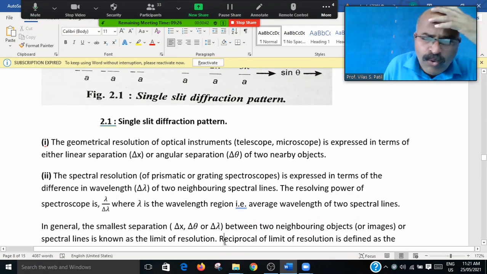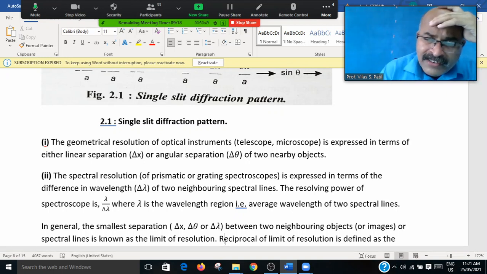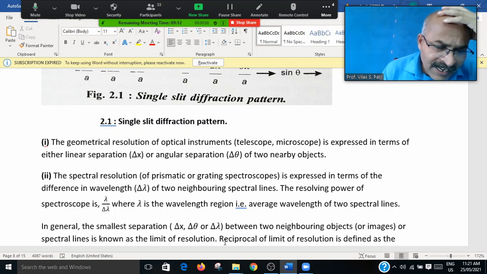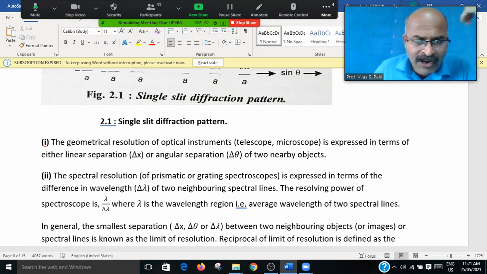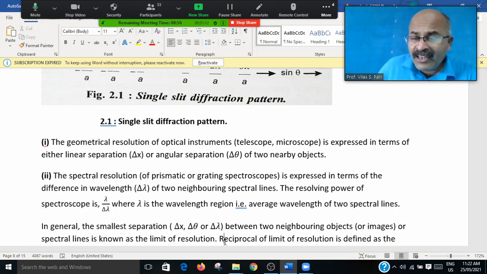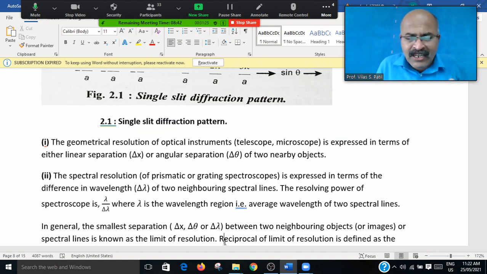And in that pattern, one can see the geometrical resolution of the optical instrument, that is, the telescope, microscope, or other instrument. It is expressed in terms of either the linear separation, that is delta x, or the angular separation, that is delta theta, of the nearby objects. The delta x is the linear separation, and delta theta is the angular separation of the nearby objects.